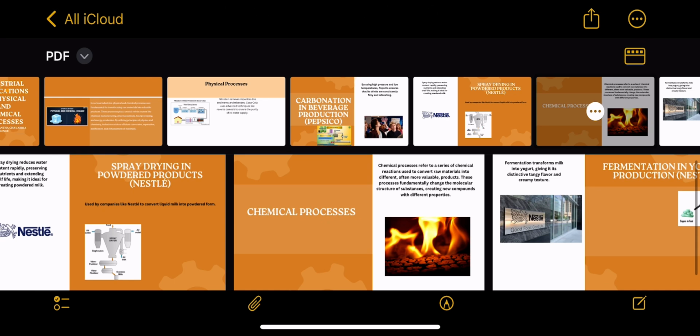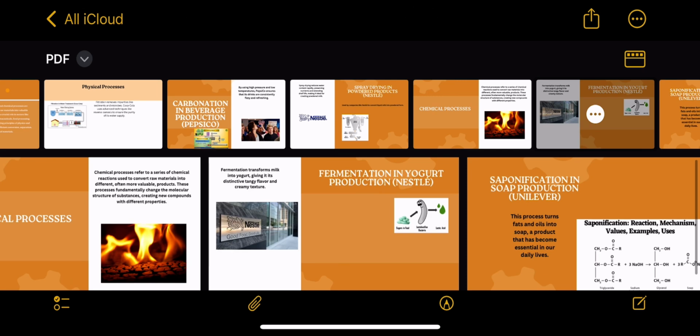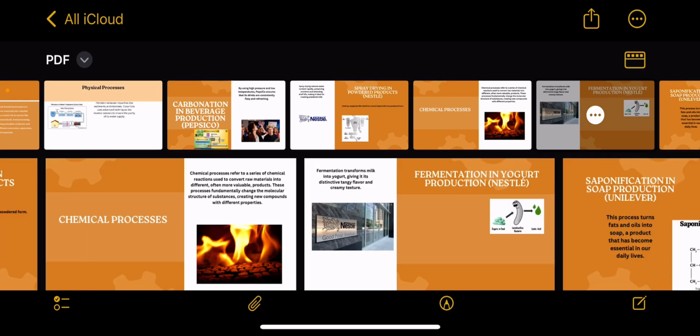First of all, we have chemical processes, and the first one is fermentation in yogurt. Companies use this process to produce yogurt, and fermentation transforms milk into yogurt, giving it its distinctive tangy flavor and creamy texture.